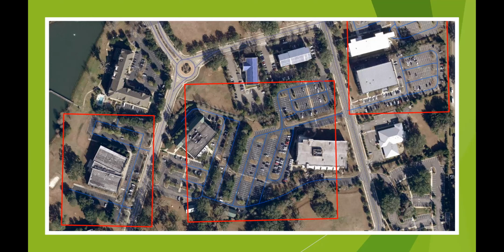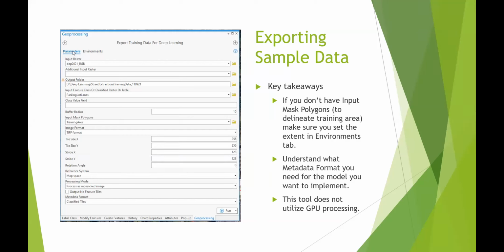Looking at that tool, we have our input raster, which is going to be our imagery, the output folder for training data, and our input feature class, which is those parking lot lanes that you saw I had drawn. I set a buffer radius of 10, because we are actually feeding the data in as pixel raster data and not polyline data, so I buffer those center lines with a radius of 10. Input mask polygons is my training area. My image format I kept as TIFF, so I have a better resolution. And I kept a smaller tile size of 256 by 256.